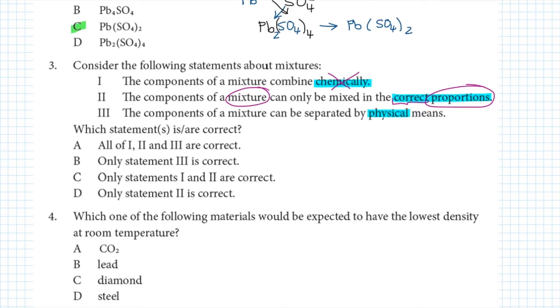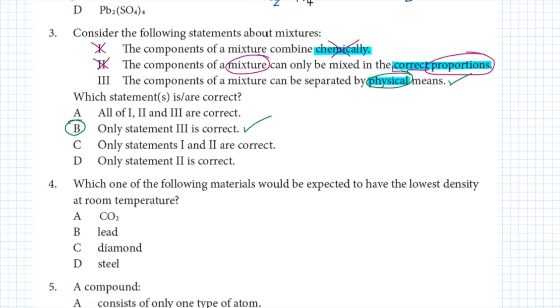So far, we know that statements 1 and 2 are incorrect. The last one says that components of a mixture can be separated by physical means. We know that this is true, and therefore the correct answer to this question is B. Only statement number 3 is correct. On to question number 4.